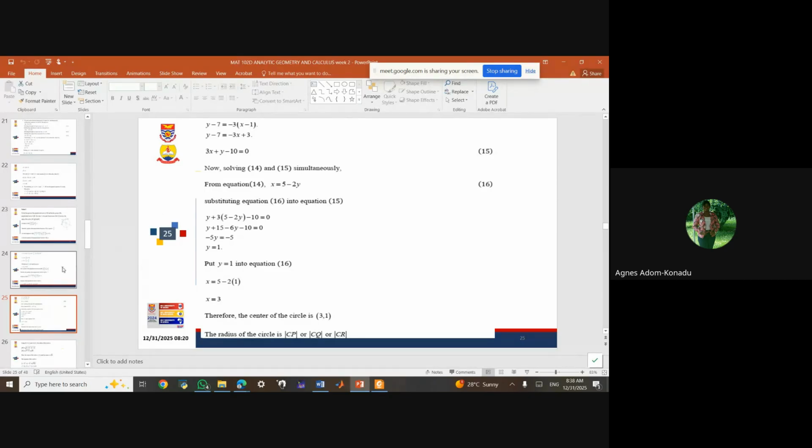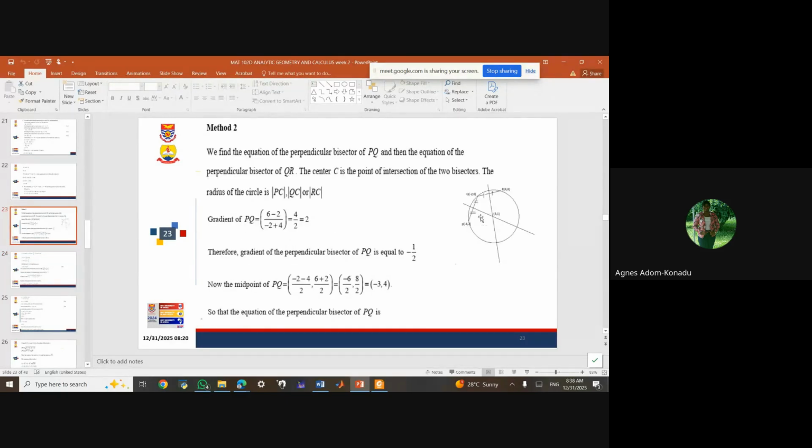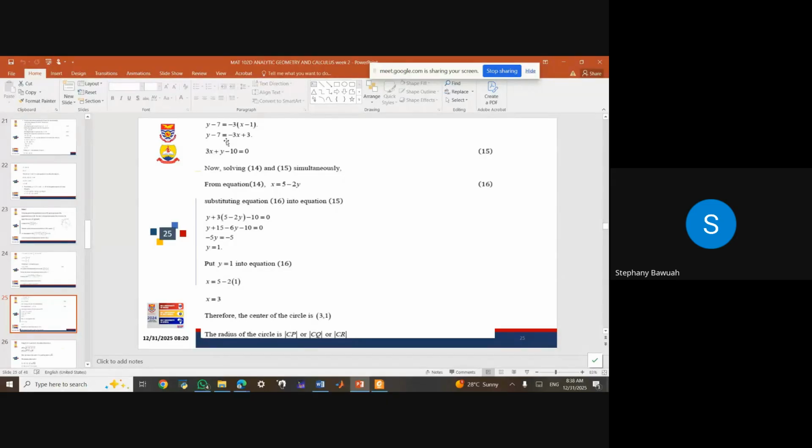Okay, so I have the equation for this line and the equation for this line. The center is the point of intersection, so I have to solve the two equations simultaneously. So I have x plus 2y minus 5 equal to 0 and 3x plus y minus 10 equal to 0.